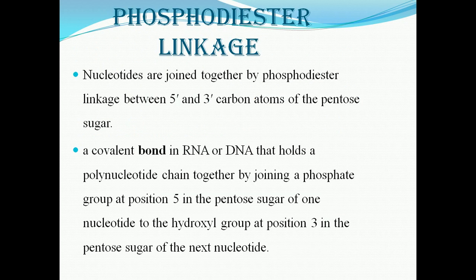Nucleotides are held together by a special type of linkage known as phosphodiester linkage between the fifth and the third carbon atom of the pentose sugar. It is a covalent bond in RNA or DNA that holds a polynucleotide chain together by joining a phosphate group at position 5 in the pentose sugar of a nucleotide to the hydroxyl group at the third position in the pentose sugar of the next nucleotide.